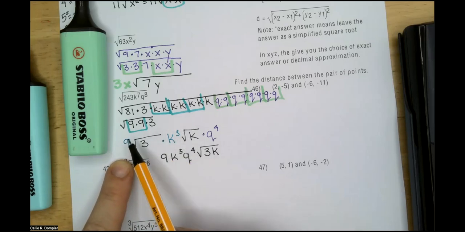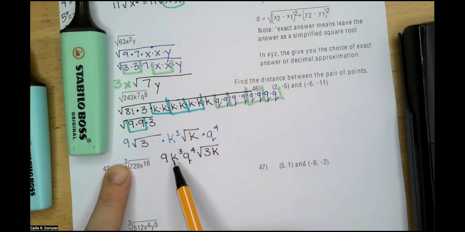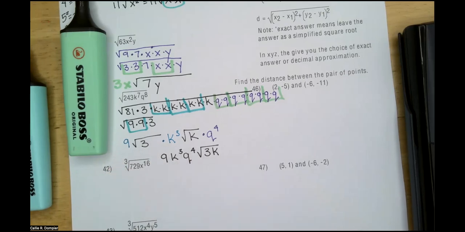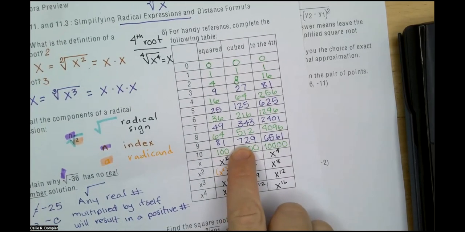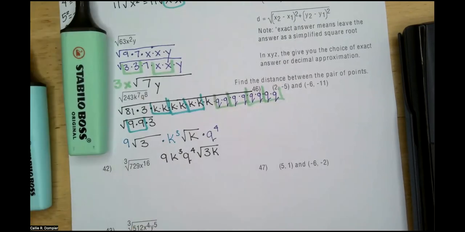Anything outside the radical gets multiplied by anything outside the radical. 9 times k to the third times q to the fourth. And then anything under the radical gets multiplied by anything under the radical. 3 times k is 3k. Okay. Cube root of 729. Ooh, look at that. 729 is on our table, so it's just 9. Hooray. So the cube root of 729 becomes 9.